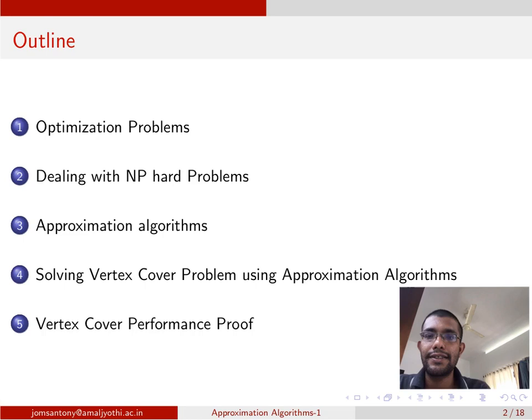The outline of this lecture is going to be like this. First we will see what is an optimization problem and how to deal with such problems. Then we will look at the role of approximation algorithms in solving such problems. We will also discuss in detail how to solve the vertex cover problem using an approximation algorithm. And finally, we will be doing a proof for the performance guarantee of this algorithm.